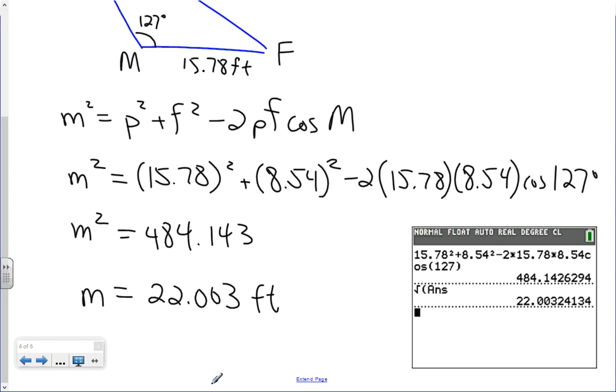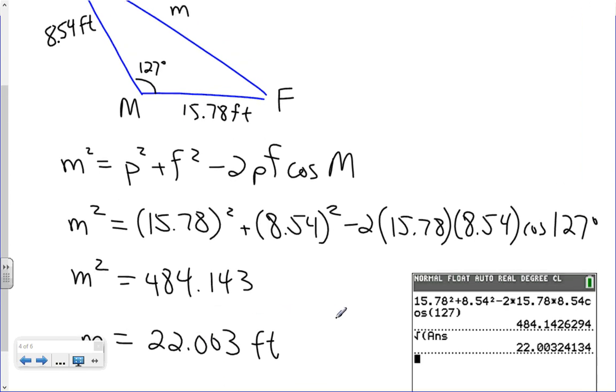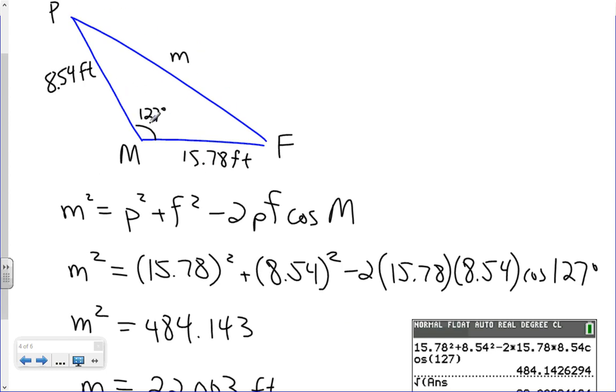22.003. You'll notice, by the way, that on that triangle, side m is the largest side. And notice that's because the angle m is 127 degrees. That would be the largest angle. The largest side is going to be opposite the largest angle, smallest side opposite the smallest angle, and so forth.